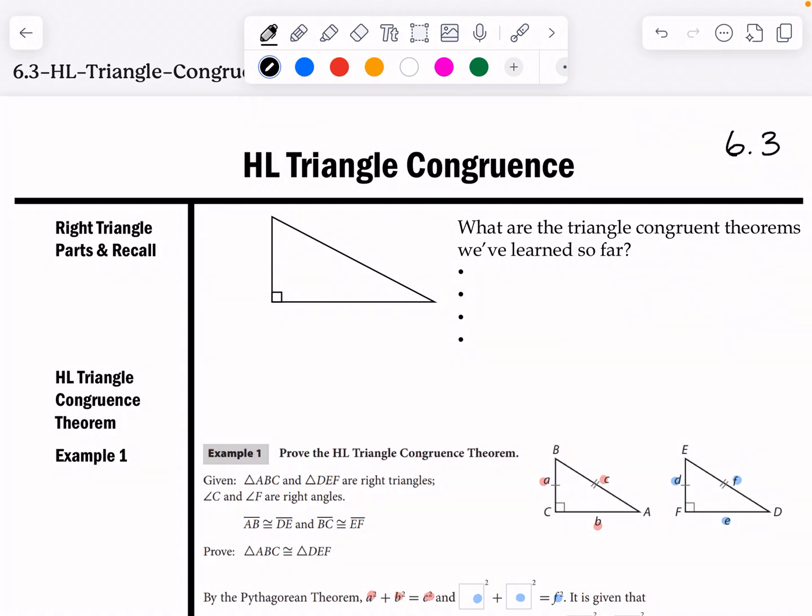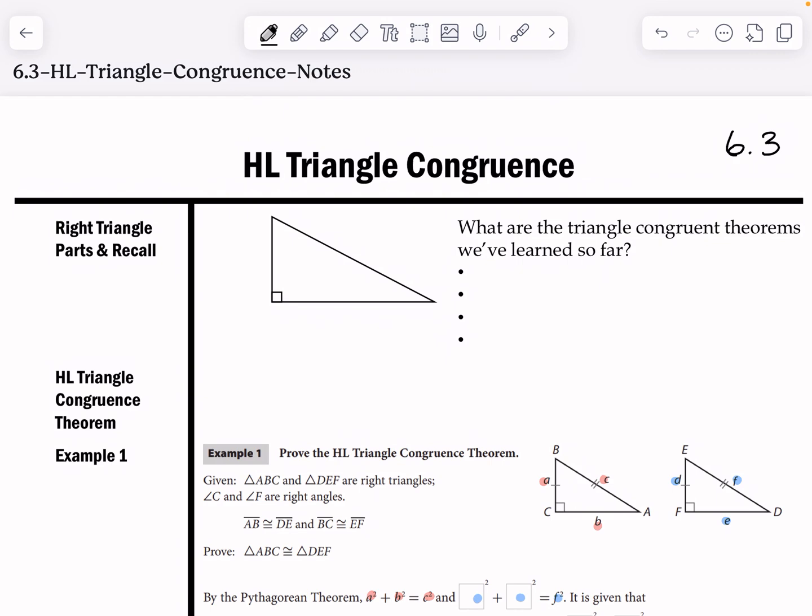All right, this section of notes is 6.3. This is HL triangle congruence. This is the last section in module 6. We'll be taking our test after this. So some things we need to recall first.